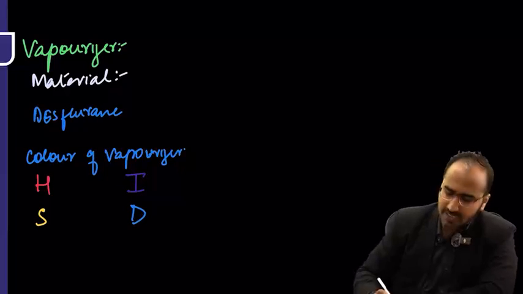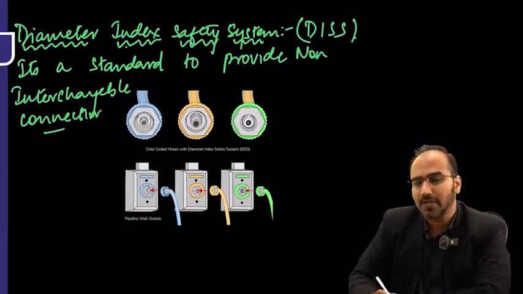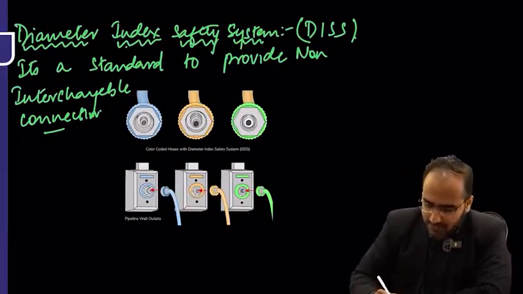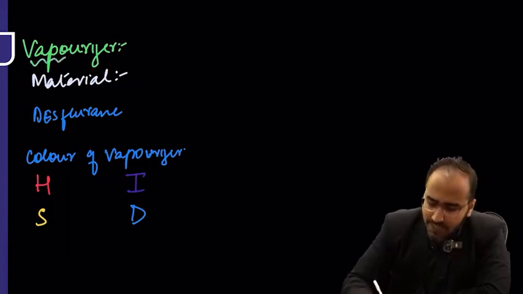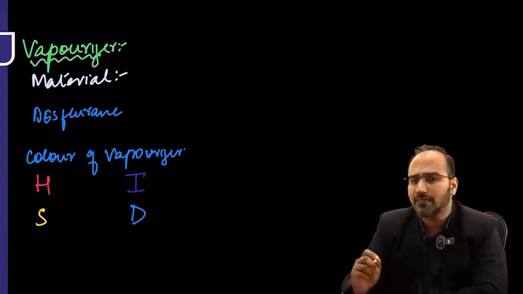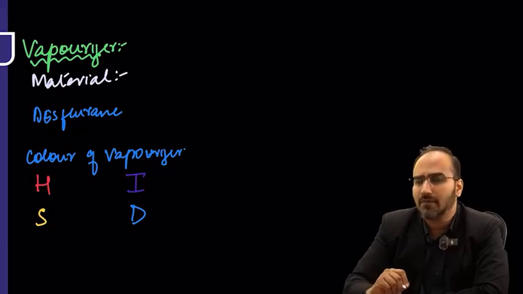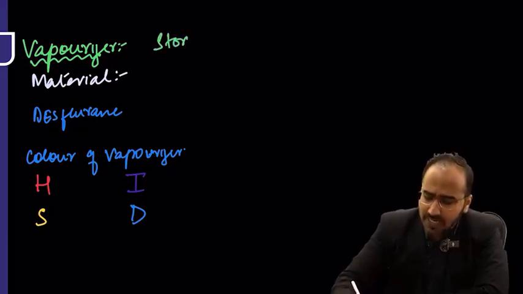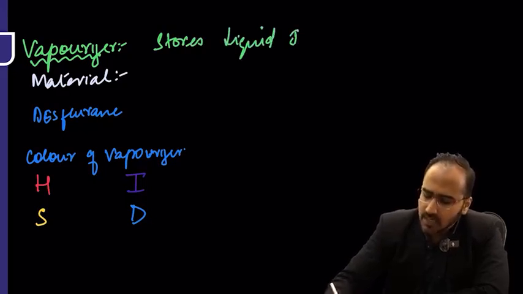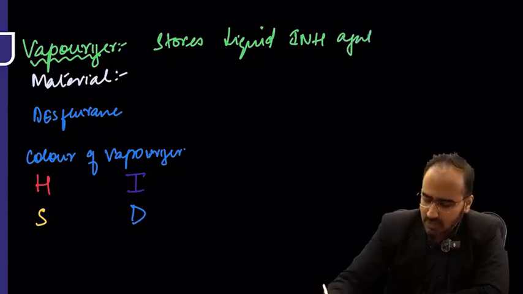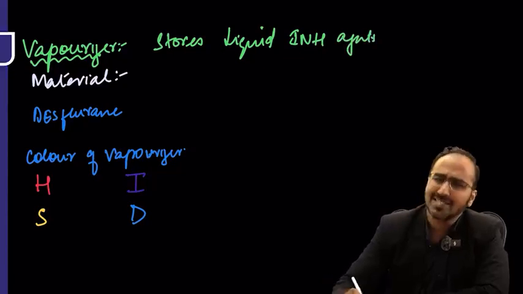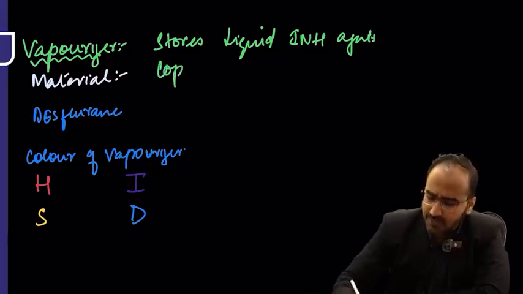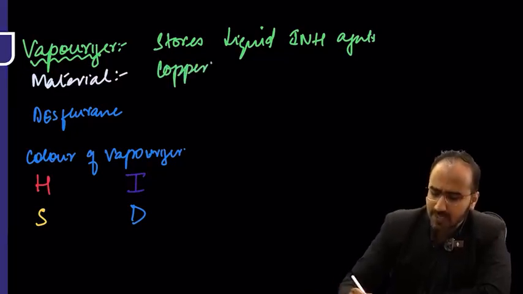Okay. The next thing in the anesthesia machine that we need to discuss is the vaporizer. What is the function of the vaporizer, guys? We are going through the parts of the anesthesia machine and now we are discussing the vaporizer. A vaporizer is a device that stores the liquid volatile inhalational agents in it. What material is the vaporizer made of? It is made of copper.